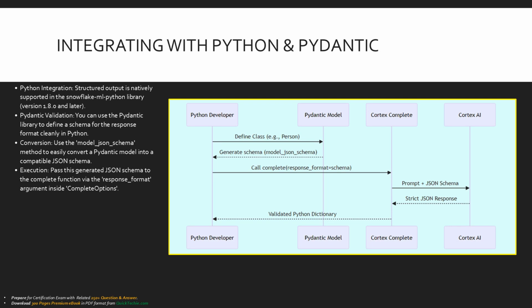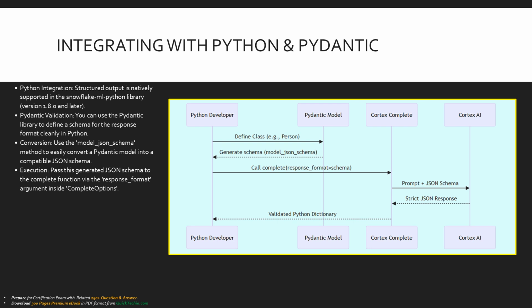Let's pivot to how data scientists and backend developers can leverage this in Python. Writing raw JSON schemas by hand can be error-prone. Thankfully, structured output is supported in Snowflake ML Python version 1.8.0 and later. Instead of writing raw JSON, you can use Pydantic, a highly popular data validation library for Python, to define a schema for the response format.